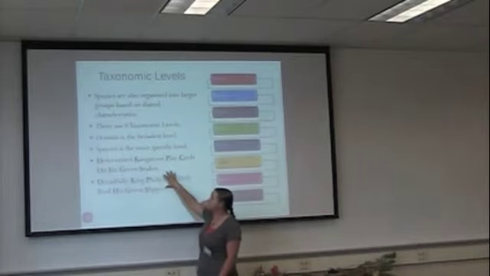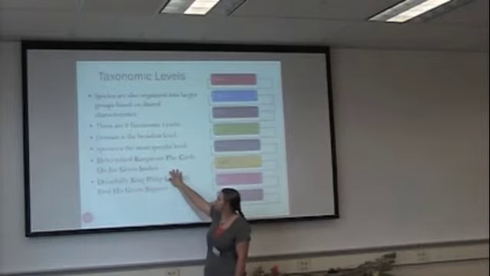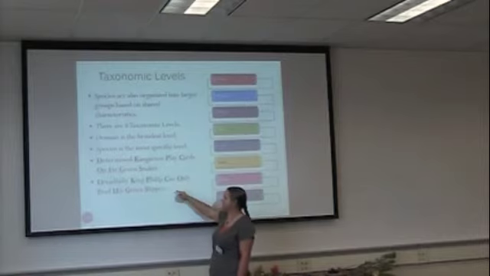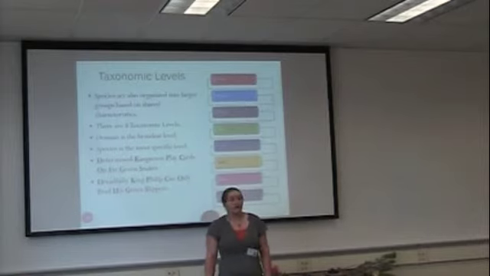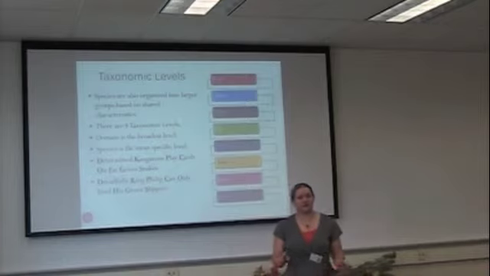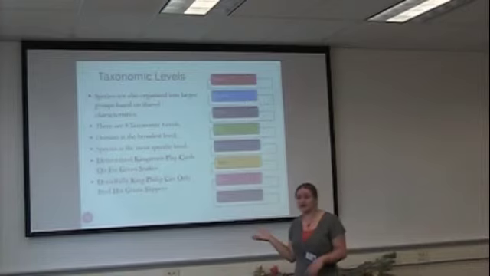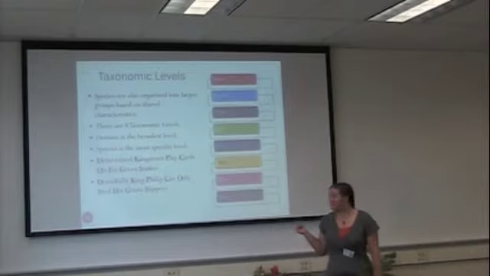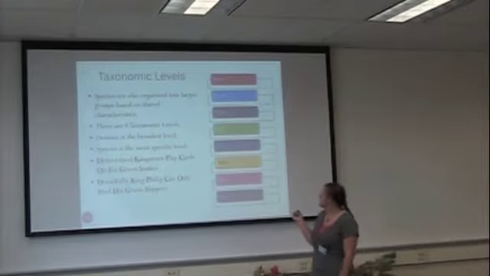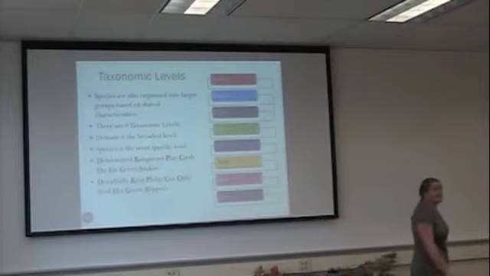There are mnemonic devices that can help you. Like one of them, Determined Kangaroos Play Cards On Fat Green Snakes. Dreadful King Phillips Can Only Find His Green Slippers. If these mnemonic devices don't work for you, get online and Google mnemonic devices, and it will come up with a whole list from so many people. But the main point of these taxonomic levels is going from broad to more specific. And I'll show you an example.